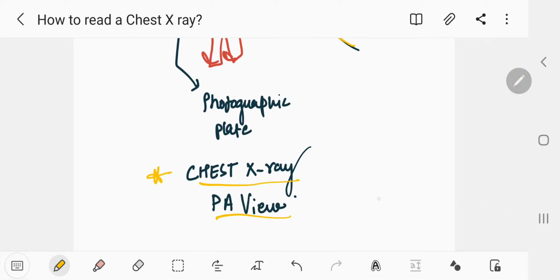So remember, whenever a person comes with coughing and shortness of breath and symptoms like that, and you might want to do a chest x-ray of this person, you have to write chest x-ray PA view in the advice, under the diagnostic procedures that need to be carried out in a patient.